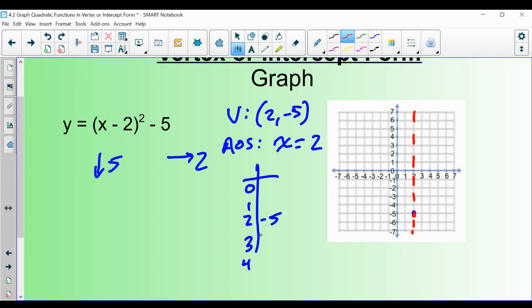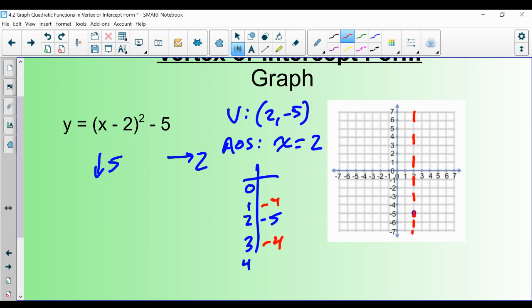So instead of plugging in 1 and 3, we can just plug in 1, for example, or 3, for example, and then reflect it to the other side. I'll plug in 3 because it's a little easier. 3 minus 2 is 1. And then we'd have to square the number 1, which stays 1. And 1 minus 5 would be negative 4. We'd also get the same thing if we plugged in 1.